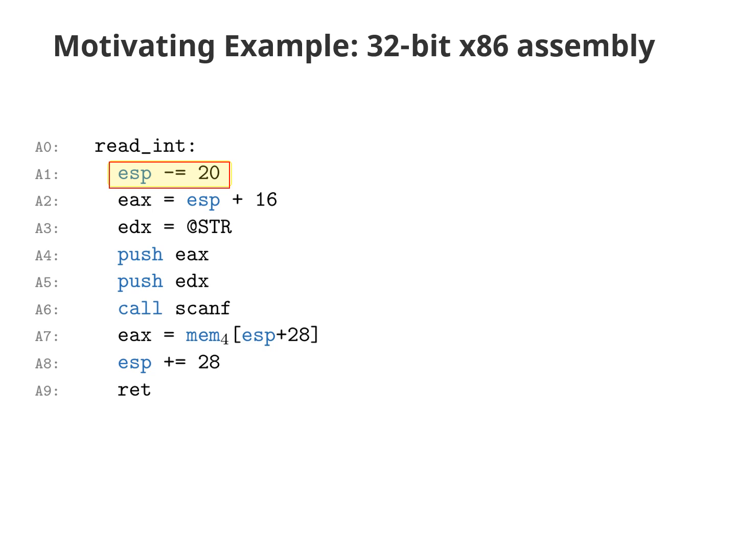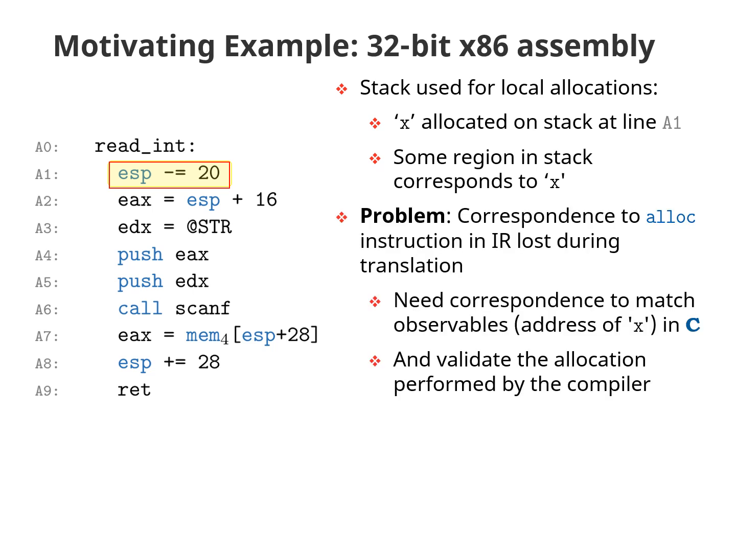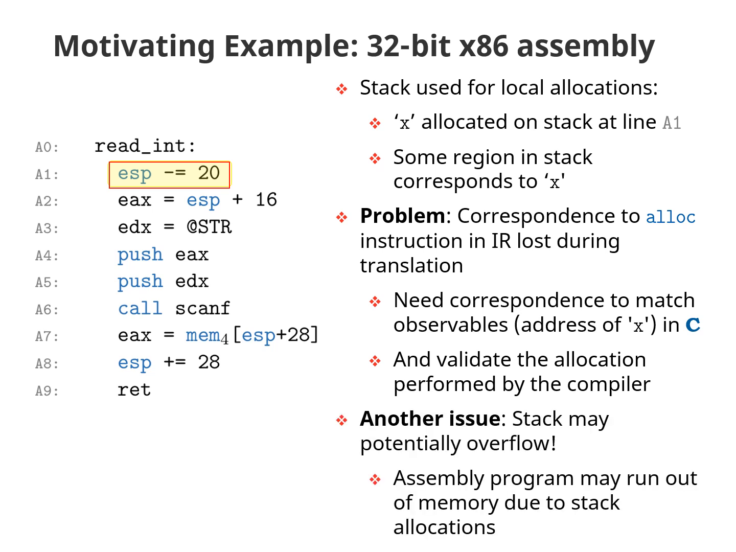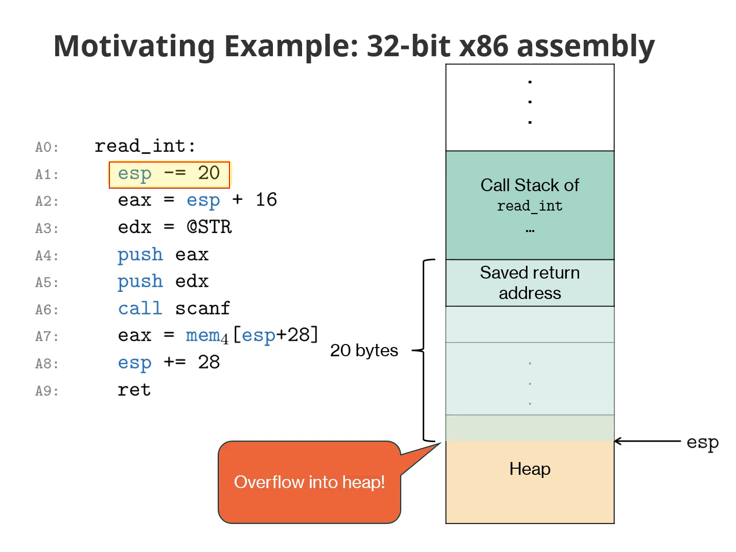Let us now look at the 32-bit x86 assembly compilation of readint. Here, the assembly stack is used for allocating x. By analyzing the assembly instructions, we can tell that the variable x resides in the stack space allocated by instruction A1. Recall that we need correspondence of observables for correct translation, and that includes the address of x, which in this case is some stack address. As stack is also used for spilling pseudo registers, identifying the required stack address is not straightforward. Another issue with the use of stack is that the stack may potentially overflow. For example, it is possible for the 20-byte stack allocation in line A1 to overflow the stack into the program heap.